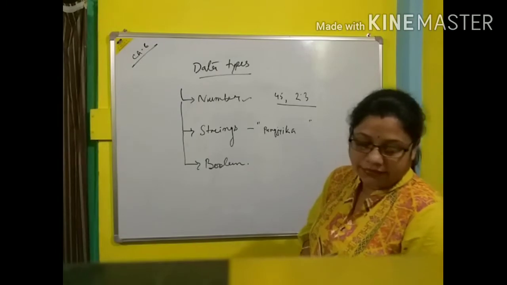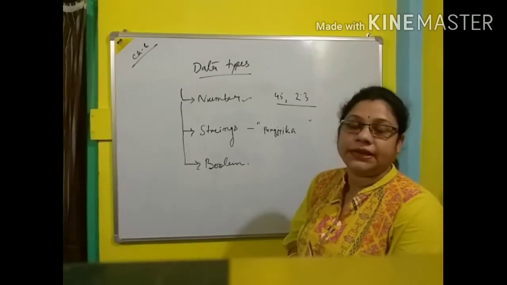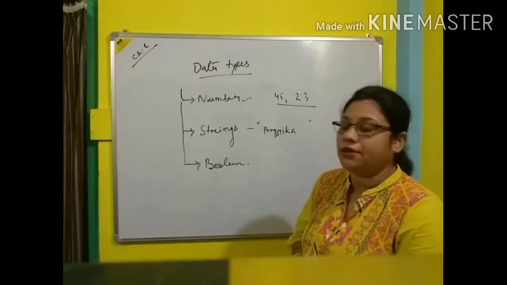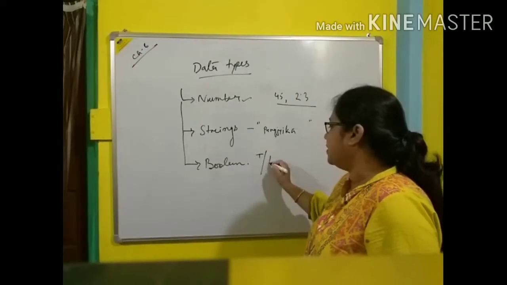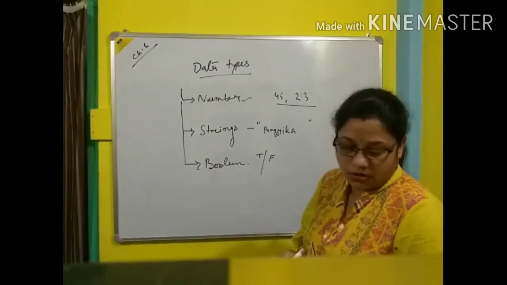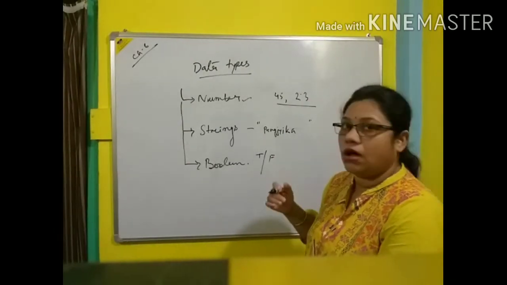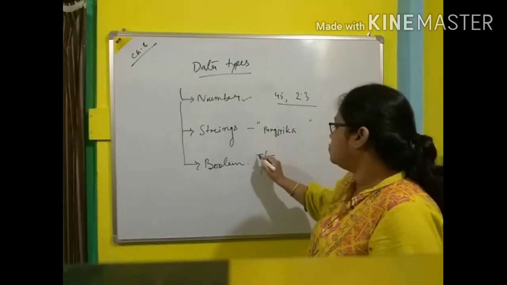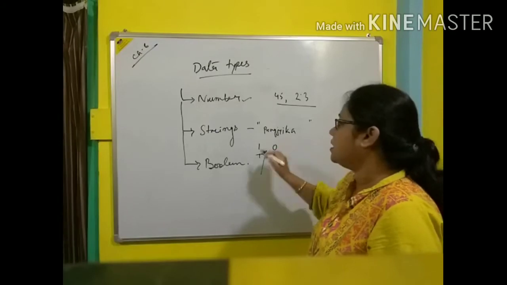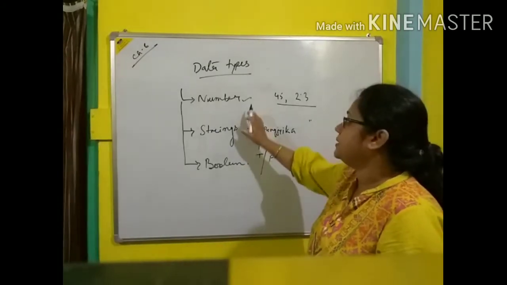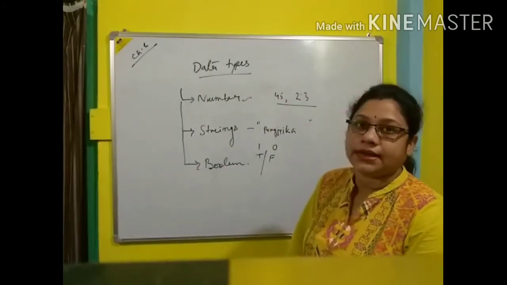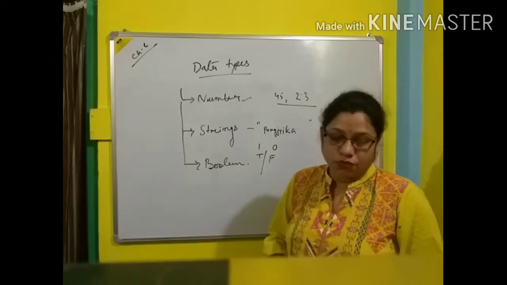After that, boolean. A boolean value contains two values. It may be true or it may be false. Or we can say it contains true for 1 and false for 0. So students, these are the different types of data types that are used in JavaScript coding.